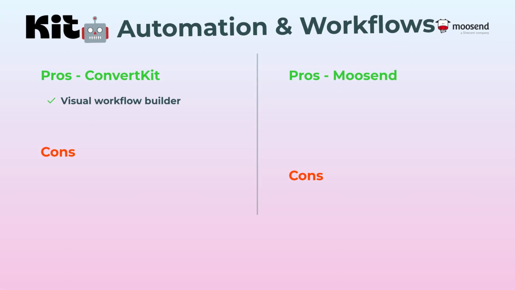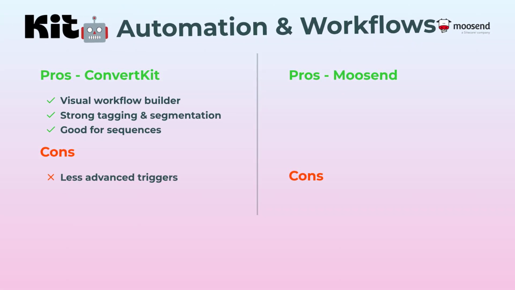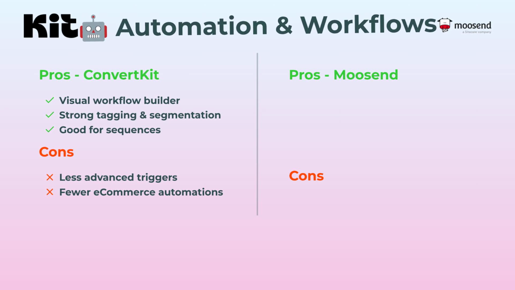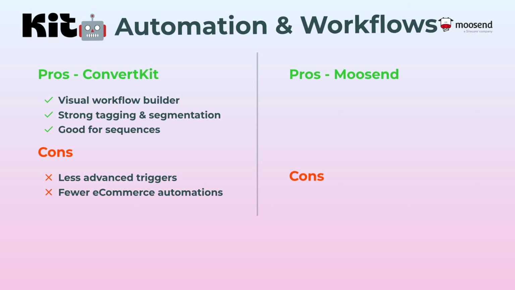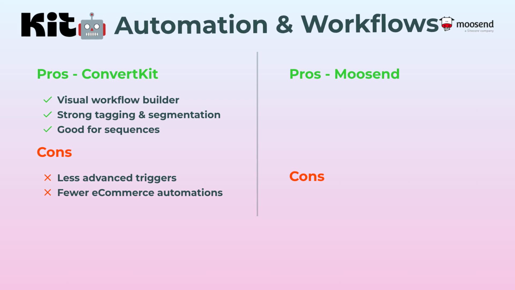Okay, let's get nerdy with automation and workflows. ConvertKit is actually pretty good here. Visual workflow builder, strong tagging, and segmentation. If all you want are email sequences or basic automations, it nails that. Some of the triggers just aren't as advanced though, especially for like e-commerce stuff.